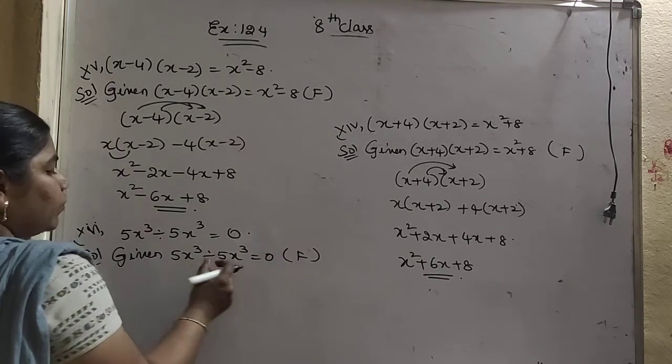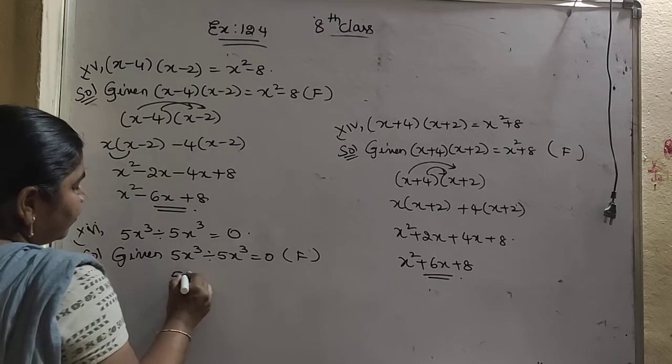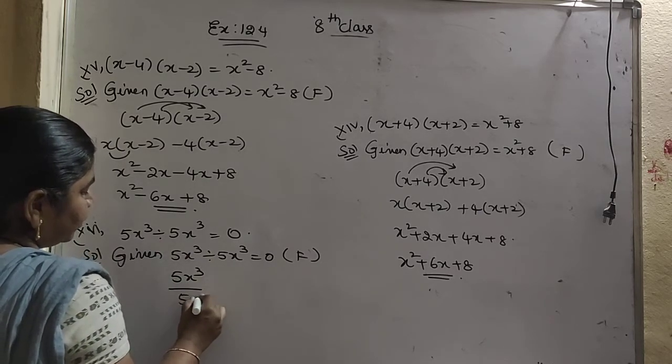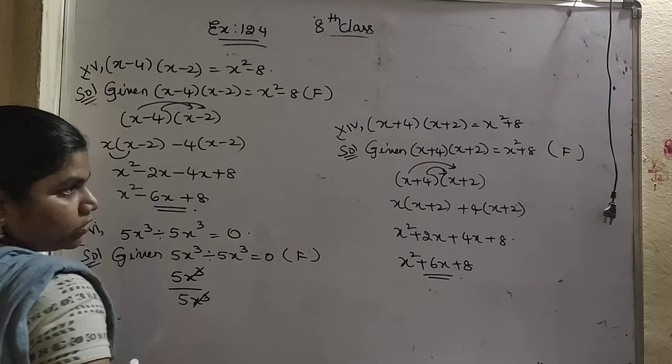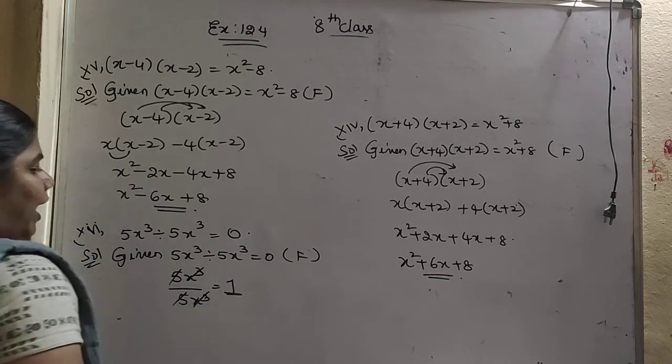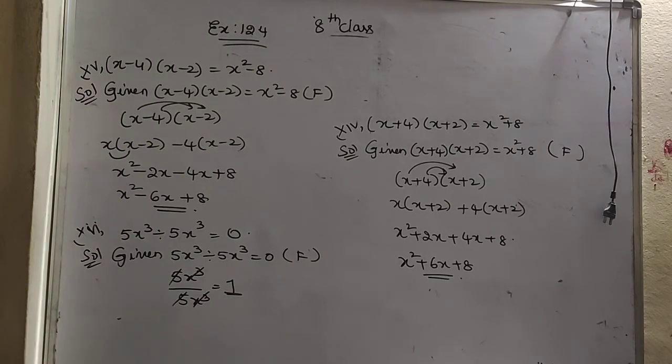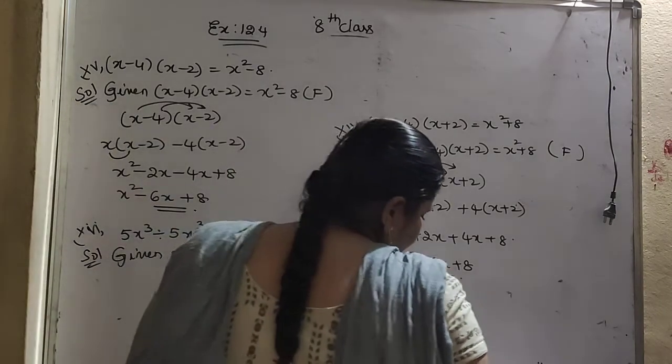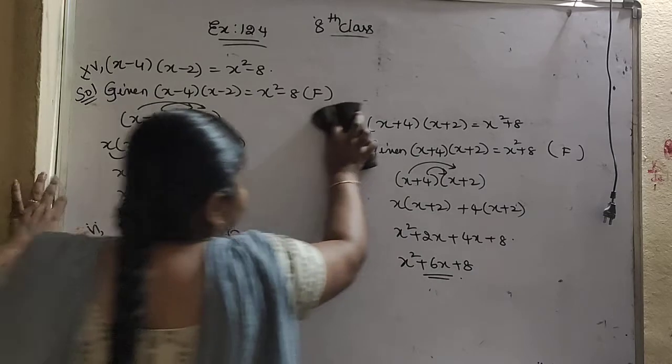So this division form I am writing in the form of 5x³ by 5x³. So x³ by x³ is 1, 5 by 5 is 1. So what is the result here? Actual result will be 1. So this is our 16th solution. Next is 17th one.